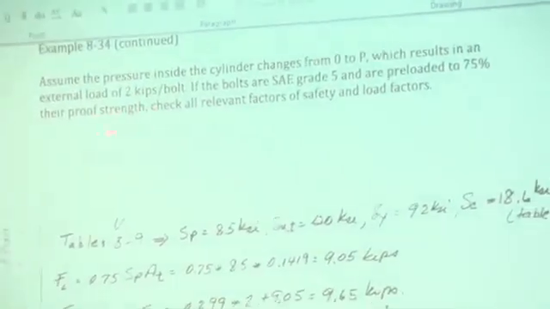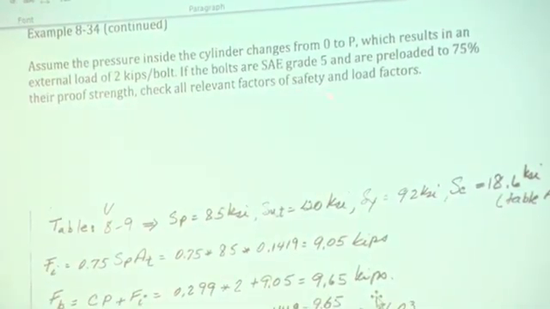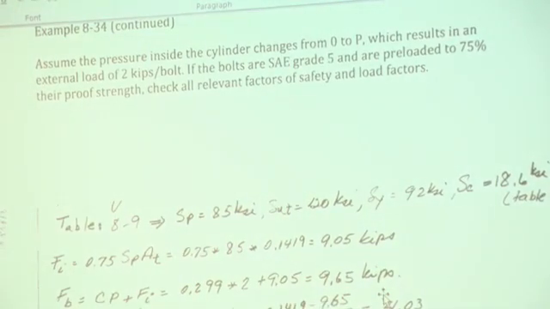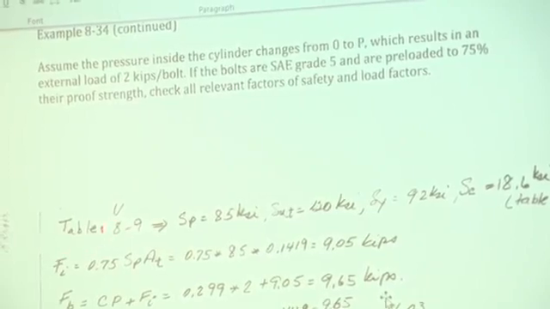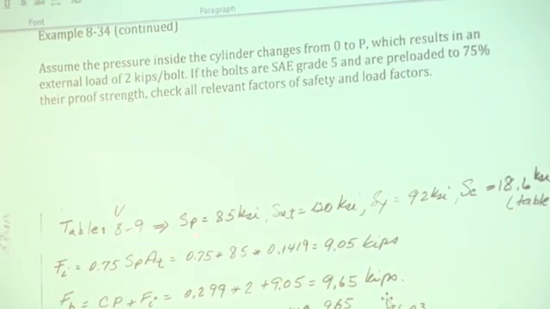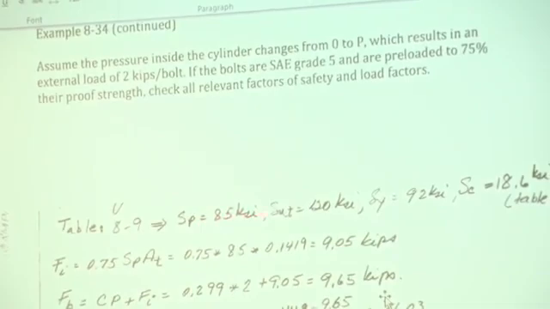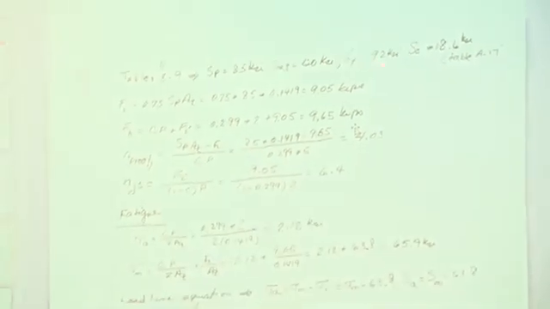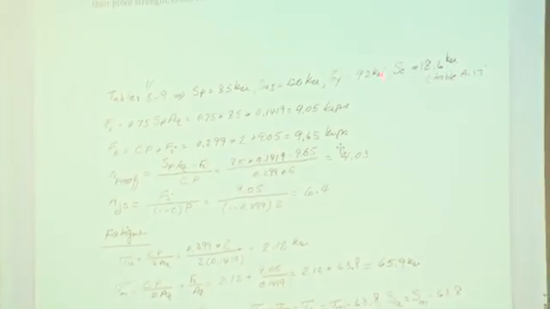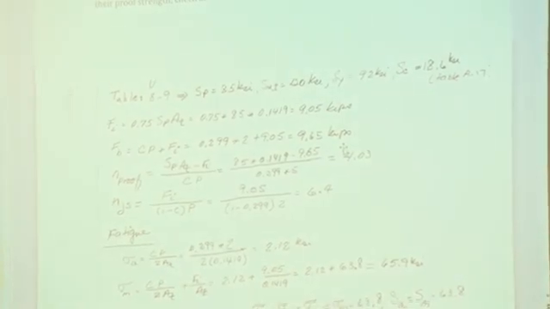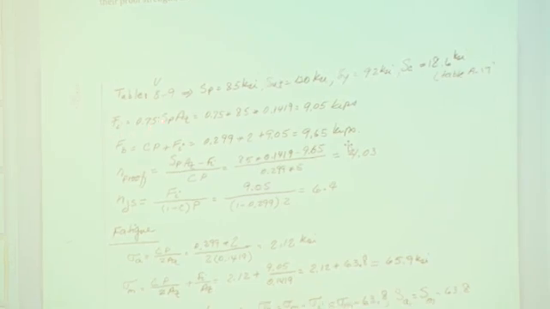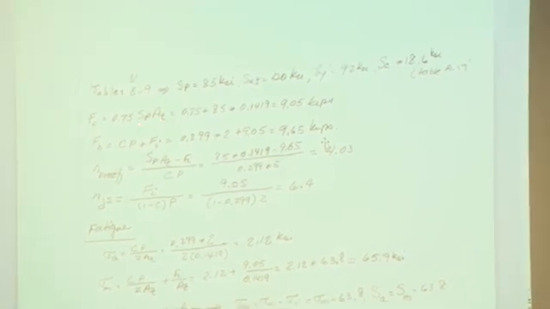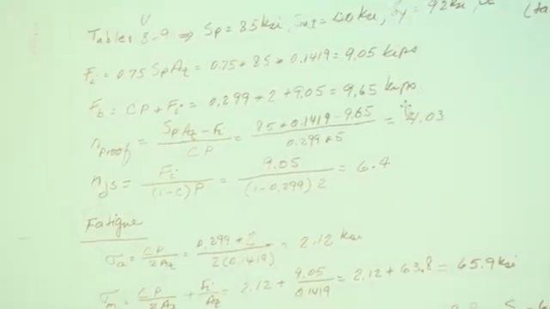If the bolts are SAE grade 5 and are preloaded to 75% of their proof strength, check out relevant factors of safety and load factors. And remember, we're only doing statics now. From table 8-9, we get proof strength equal to 85 KSI, tensile strength 120, yield strength 92. Never mind Se, I'll talk about that when we do fatigue. That's the endurance limit. Preload is 75% of the proof load, 0.75 Sp At, 6.4 kips.